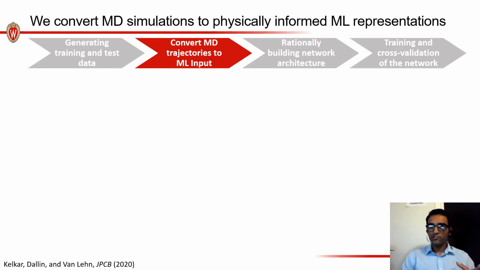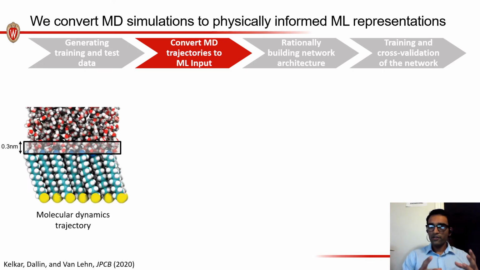The second question is, you've been given a molecular dynamics trajectory. How do you convert it into an input for a machine learning model? So firstly, we're given this simulation with a self-assembled monolayer and a ton of water molecules on top of it.